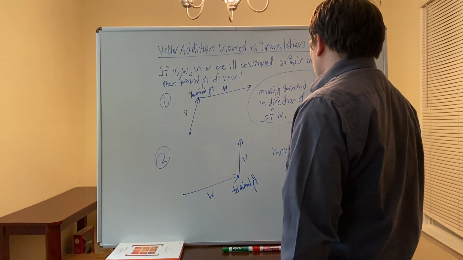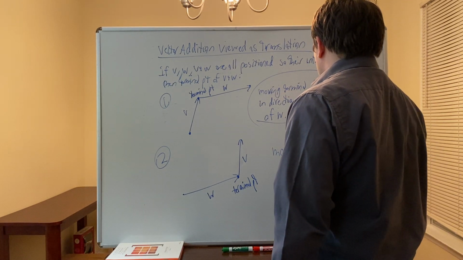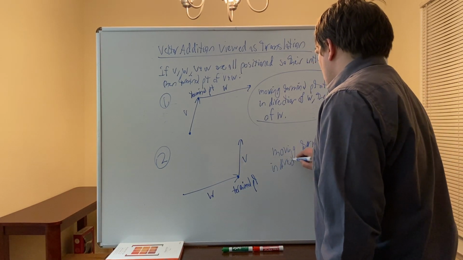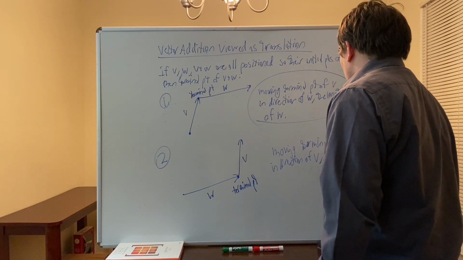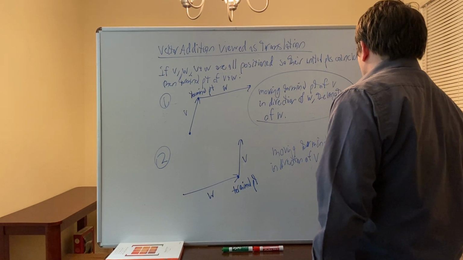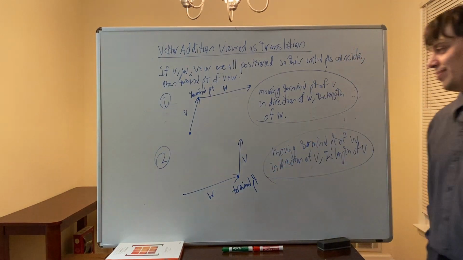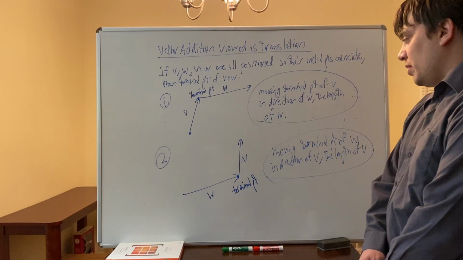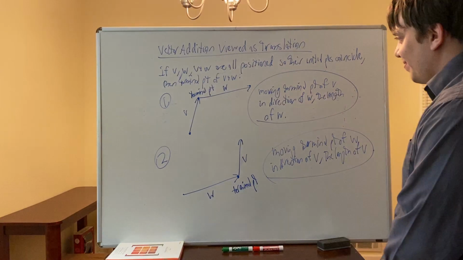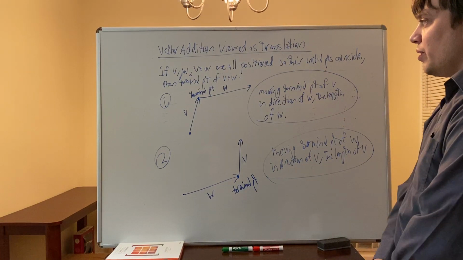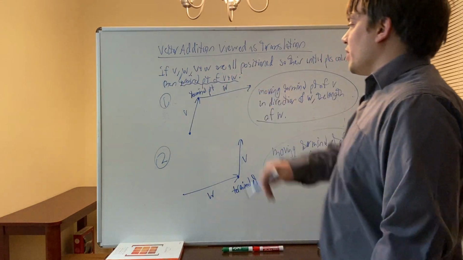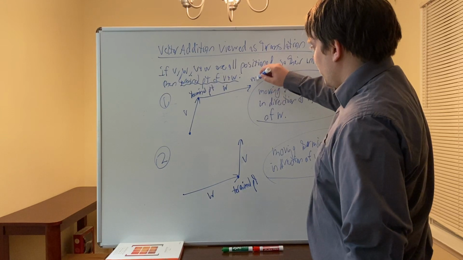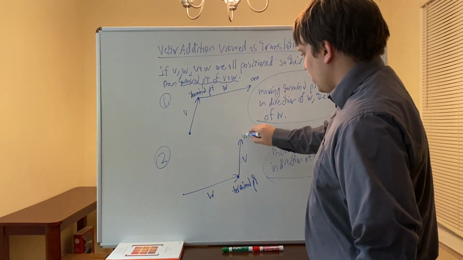So in this view, we're moving the terminal point of W in the direction of V, the length of V. So we're moving the terminal point of W in the direction of V, also the length of V. So these are two ways of viewing the terminal point of V plus W. This is the terminal point of V plus W here, and this is the terminal point of V plus W there.